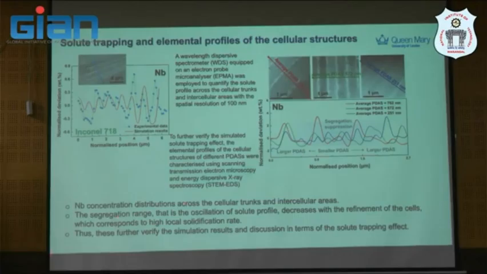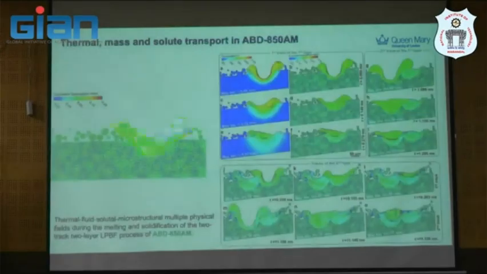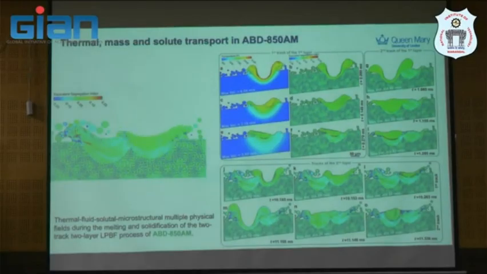So the segregation length here is an oscillation of the solute profile, increasing and decreasing because of refinement of the cell structure during the high solidification rate. And this simulation result has been verified with experiment in terms of solute trapping. So we can approximately capture the effect. And what we do now, we try to use this for particular cases. So this is what happened in a multi-track, multi-layer deposition.